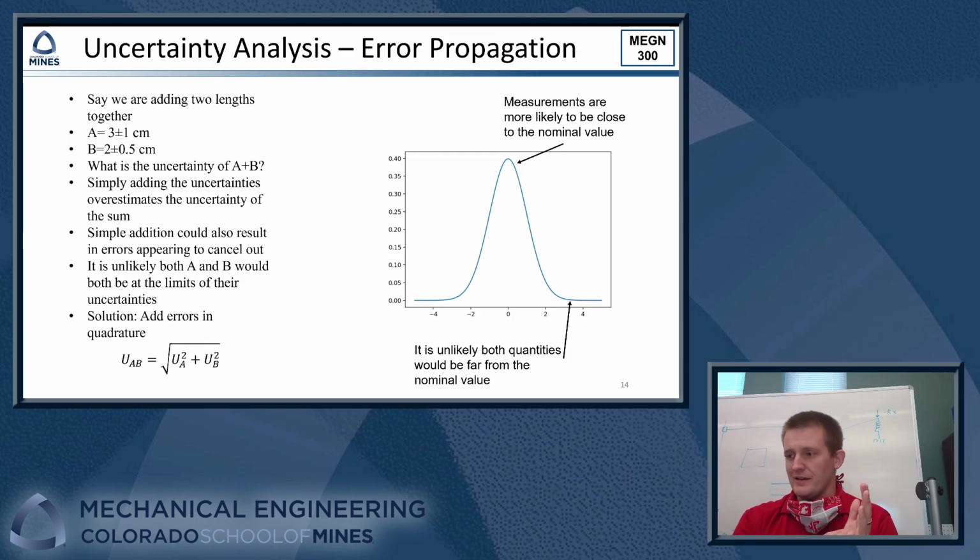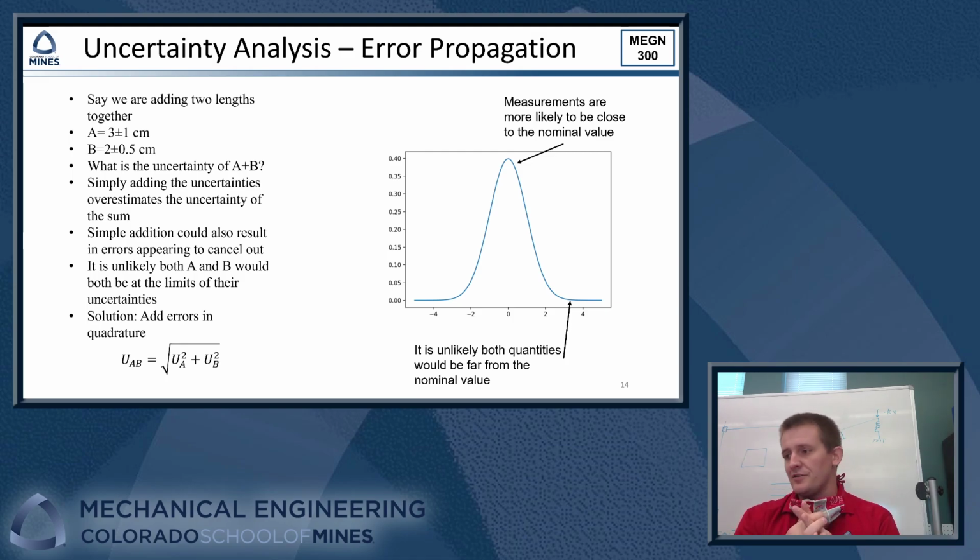But it's very unlikely that both of the lengths would be off by the maximum amount of the uncertainty. It's much more likely that your actual A and B lengths are going to be close to the average value, the top of that bell curve. So we don't want to overestimate our uncertainty.